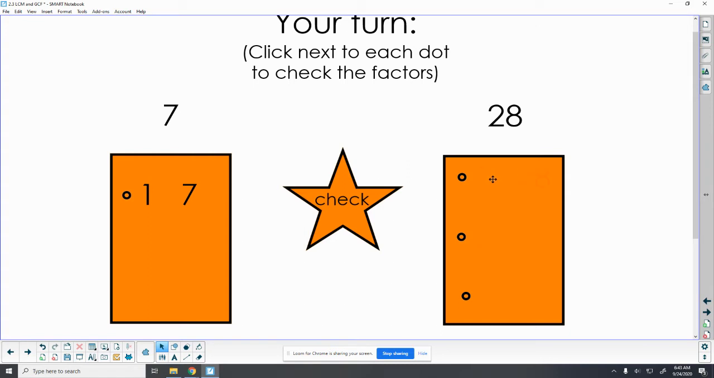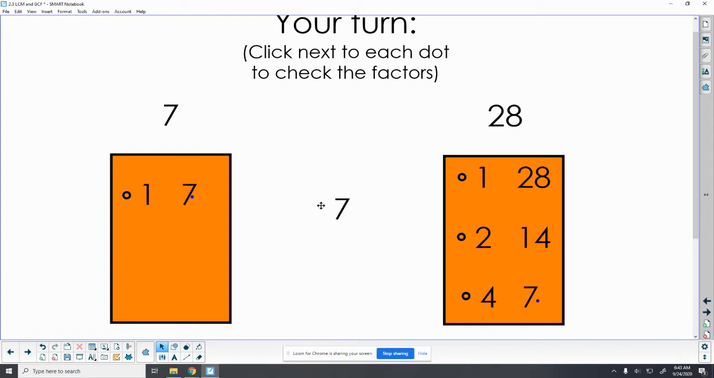And 28 has 1 and 28. 2 can because it's even. 2 and 14. 3 can't. 4 can. 4 times 7. 5 can't. 6 can't. There's 7. So I know I'm done. So I'm looking for the largest number they have in common. 7. They both have 7. So 7 is the largest number they both have in common. So sometimes one of the products can go into the other, and that can be your greatest common factor.